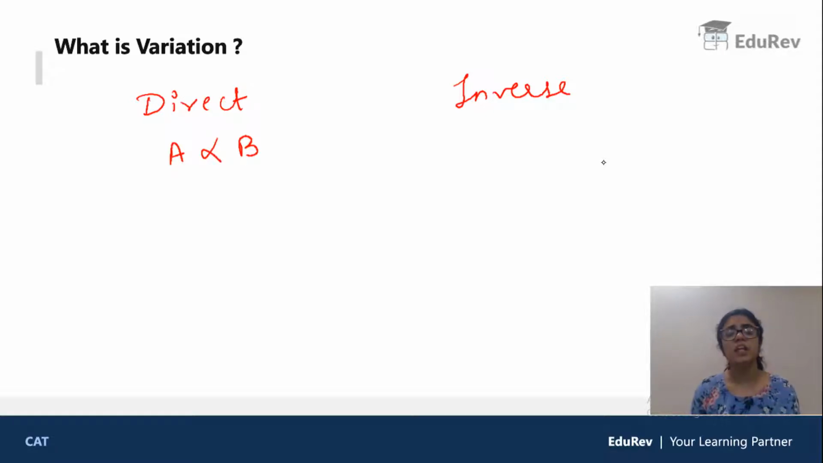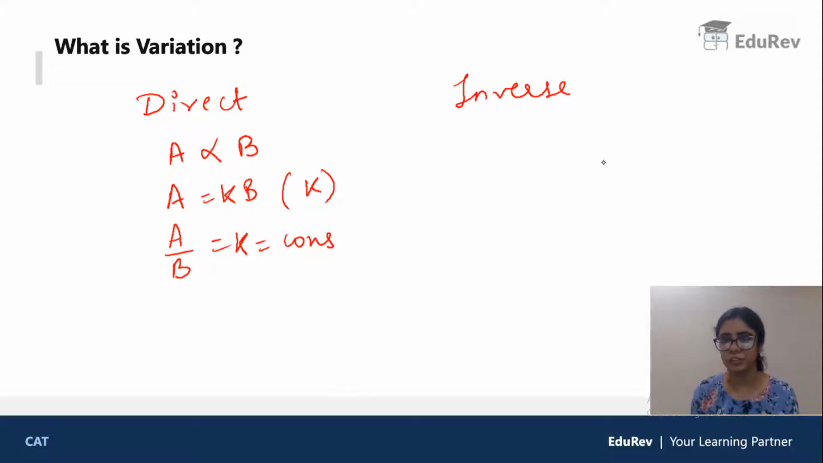Now, whenever I remove this variation sign, I have to add a constant. Here K is your constant. So what will I do? I will take B on the other side. So A by B is equal to K, and K is nothing but a constant. That means in direct variation, your ratio is always a constant.